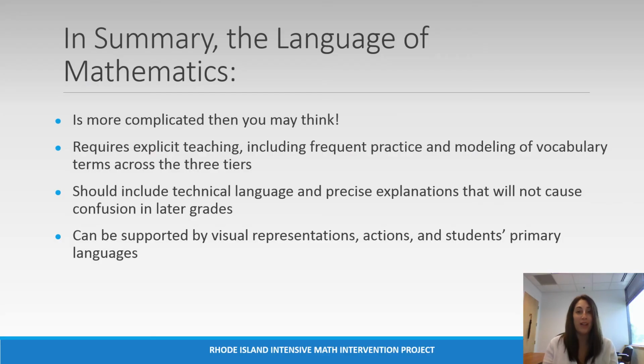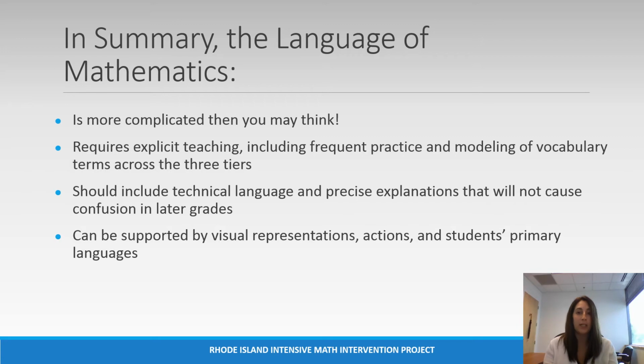We have covered a lot of content in this learning module. In summary, a few key points for you to take away. The language of mathematics is more complicated than you think. It requires explicit teaching, frequent practice, and modeling of vocabulary terms across the 3 tiers. It should also include technical language and precise explanations that will not cause students confusion as they progress through their schooling. And it can be supported by visual representations, actions, and students' primary languages.